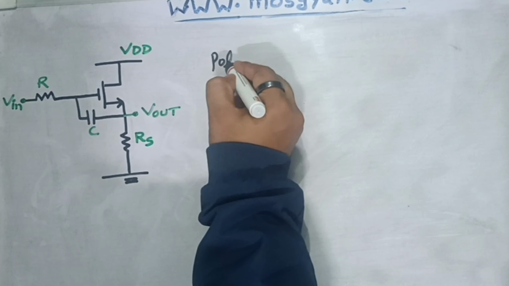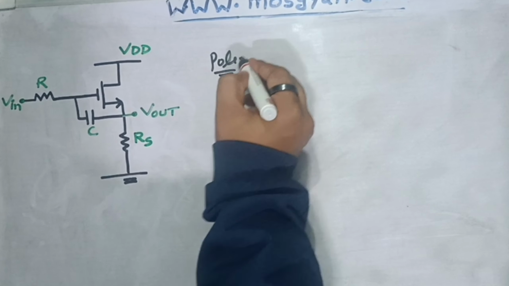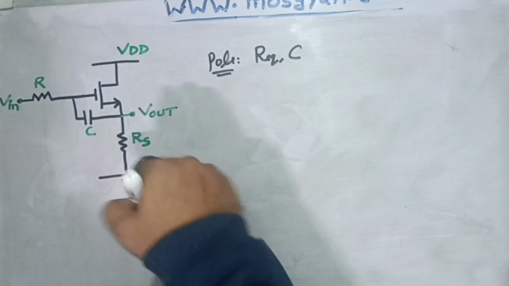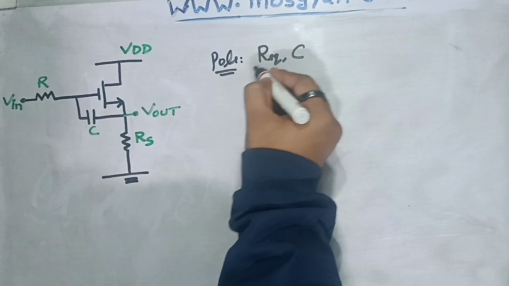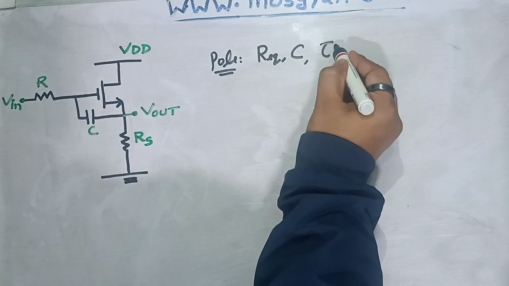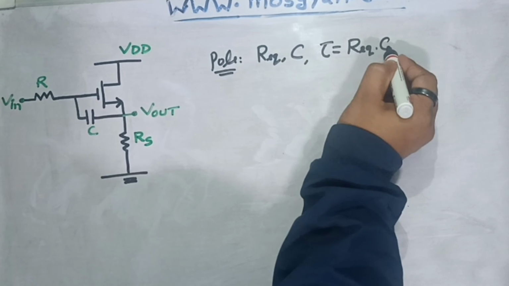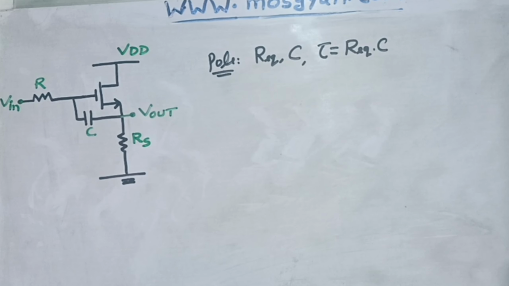For pole calculation, what we will do, we will find out the R equivalent and C for the circuit. Once we have the tau, that is the time constant for this circuit, which would be equal to R equivalent into C, we will find out the pole from this tau value. And similarly, for zero calculation, we will apply the impedance divider concept here. So let's start from pole calculation.